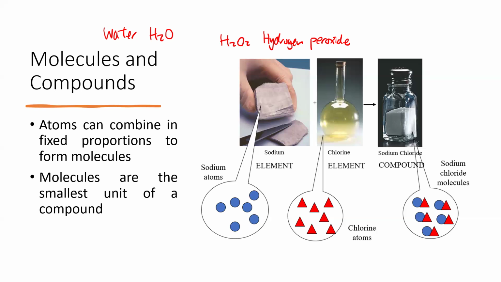So atoms can come together to form molecules, right? But atoms is like the very small level, right? On a bigger level, we can say elements can come together to form compounds.